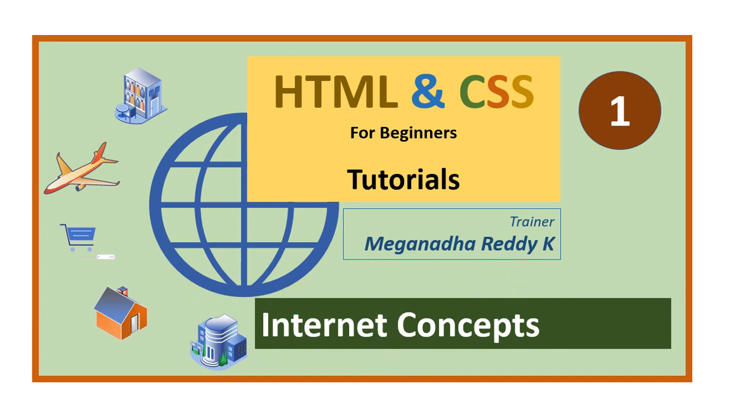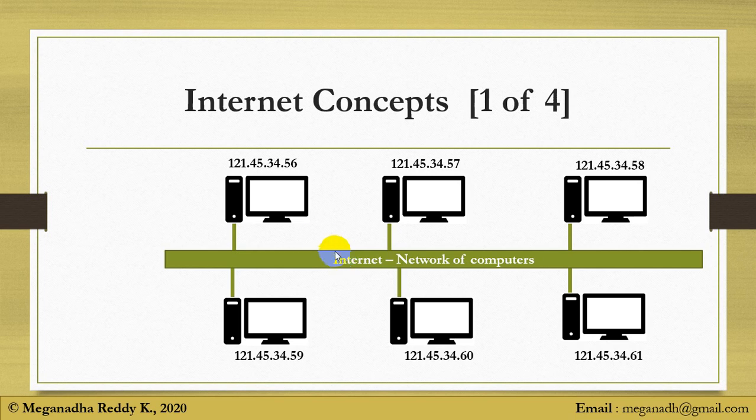And let's get started. So in internet, every computer is connected and every computer will have a unique IP address. IP stands for Internet Protocol. If you see here, I have represented some computers in internet which have unique IP addresses. Now in internet, some computers will play the role of server and some computers will play the role of client.